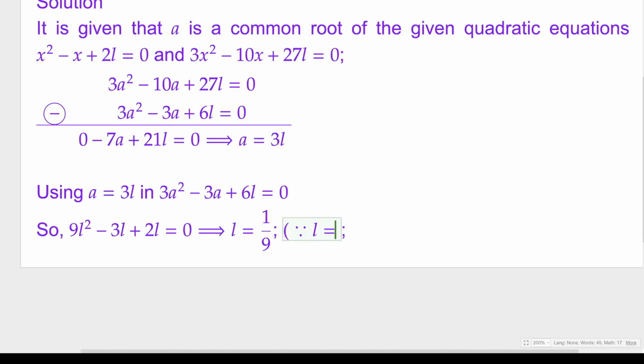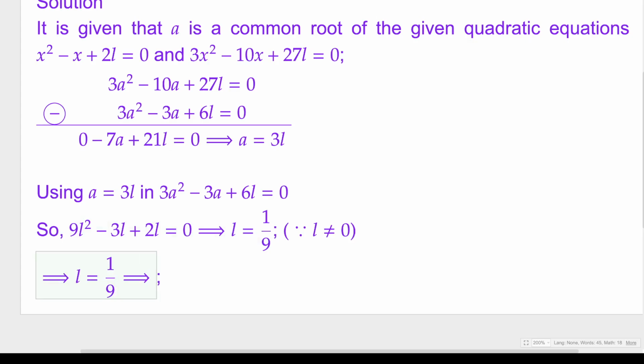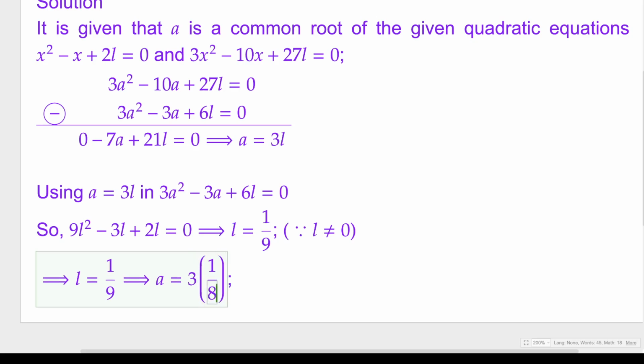Since L cannot be equal to 0, only one value is accepted, right? So if it is already established that L equals 1 over 9, from here we can clearly say that A is equal to 3 times L. The value of L is 1 over 9, so from this we can say that A is clearly equal to 1 over 3.